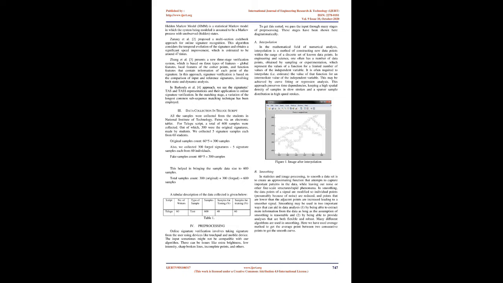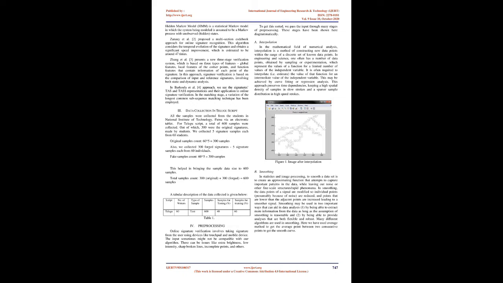4. Pre-processing. Online signature verification involves taking signatures from the user using devices like a touchpad and mobile device. The input sometimes might not be compatible with our algorithm. There can be issues like extra brightness, low intensity, sharp broken lines, incomplete points, and others. To get this sorted, we pass the input through many stages of pre-processing. These stages have been shown here diagrammatically.